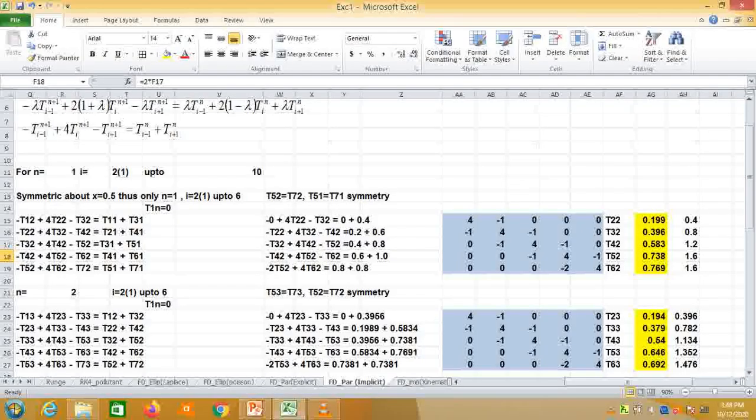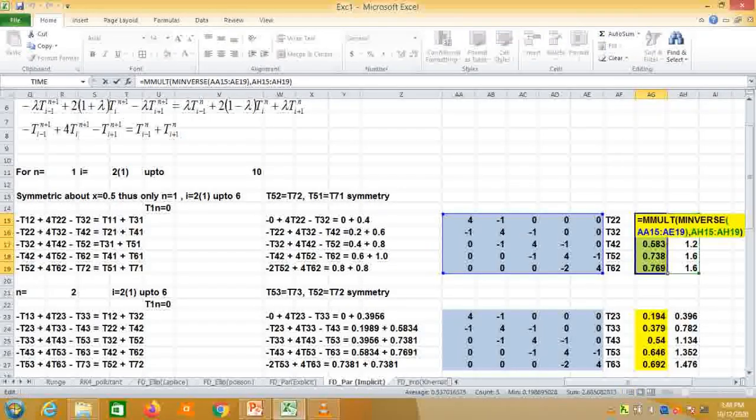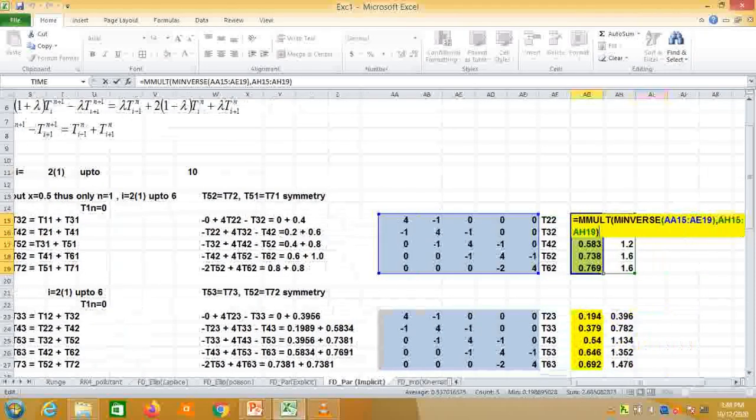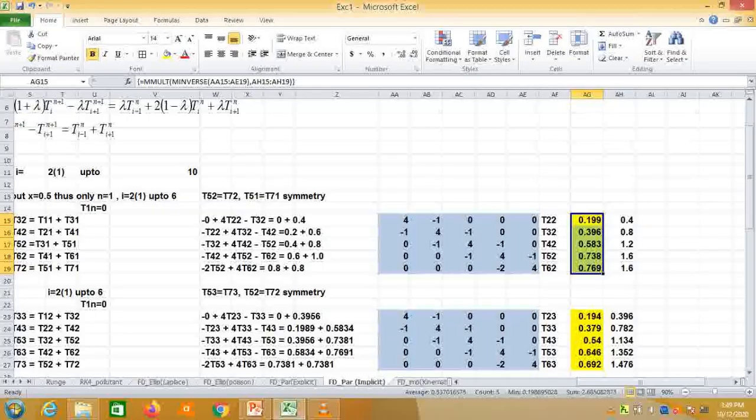Then here, you are able to calculate. At one go, you could have done this thing: just multiplication of the inverse of these coefficients times the right-hand side vector. So that should give you the values right away. So we have just obtained the values for T22, T32, T42, T52, T62, obviously.